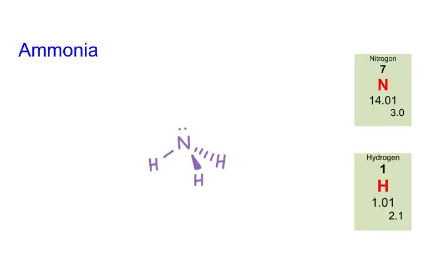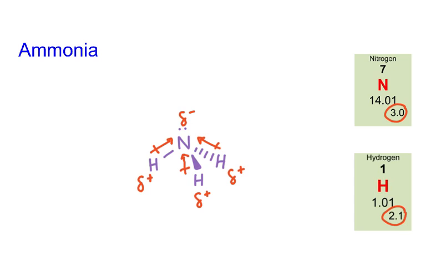Ammonia, NH3, has bonds that are even more polar. Nitrogen has an electronegativity of 3.0, and hydrogen has an electronegativity of 2.1, meaning the difference is 0.9. We would draw dipole moments towards the nitrogen. Because NH3 is a trigonal pyramidal shape, the polarity does not cancel out. The nitrogen will have a partial negative charge, and the hydrogens will have partial positive charges.